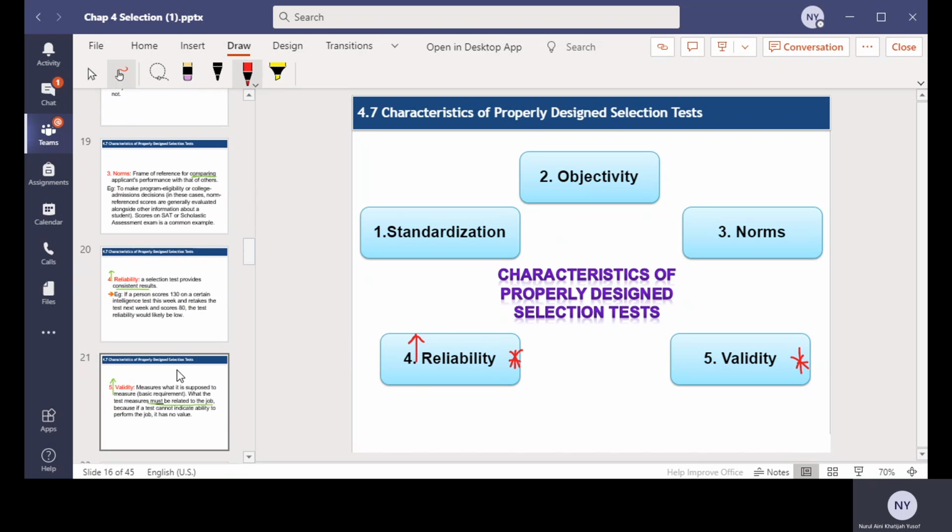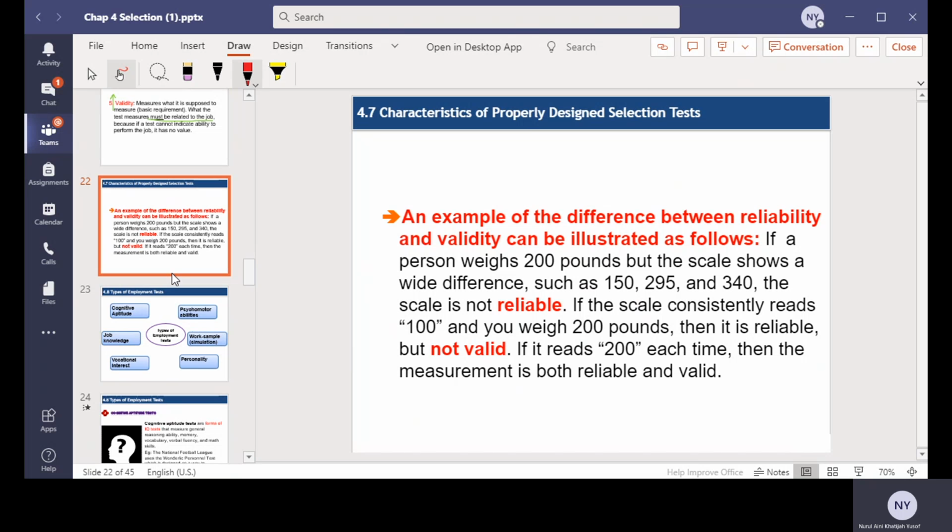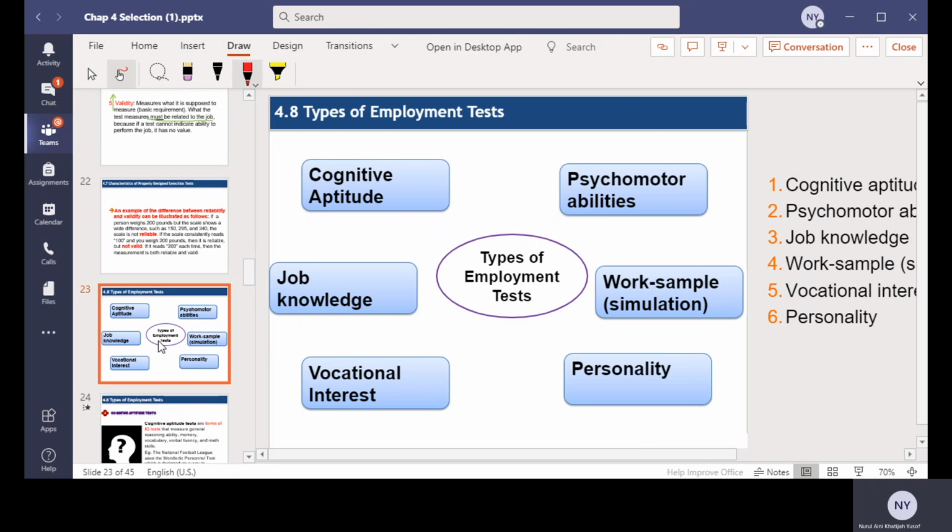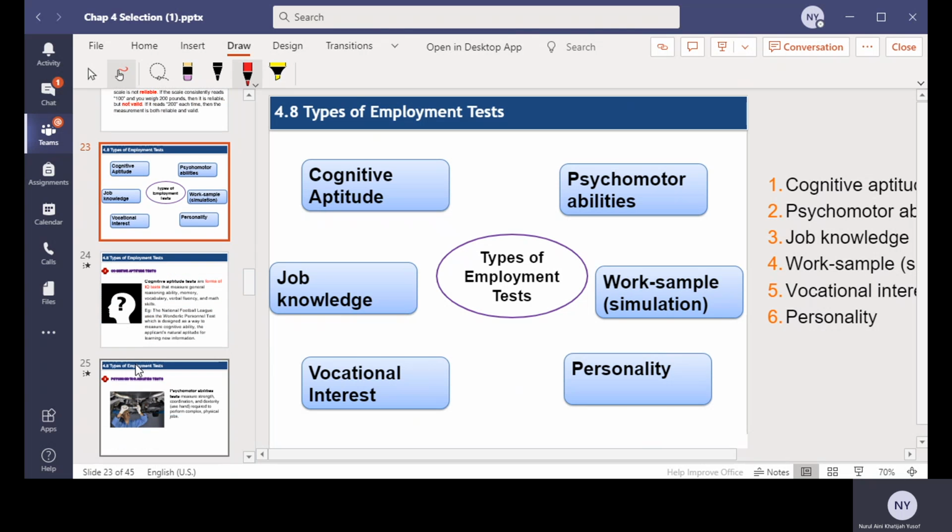All right, so this one I have explained to you together with the example that I showed, the situation where the test is reliable but not valid, and the situation where both reliability and validity are in the test. Okay, so today let's see these 6 types of tests. Okay, so these are the 6 employment tests that a company can implement, they can use, and they also can decide to use a combination of more than one test. All right, so let's see one by one.